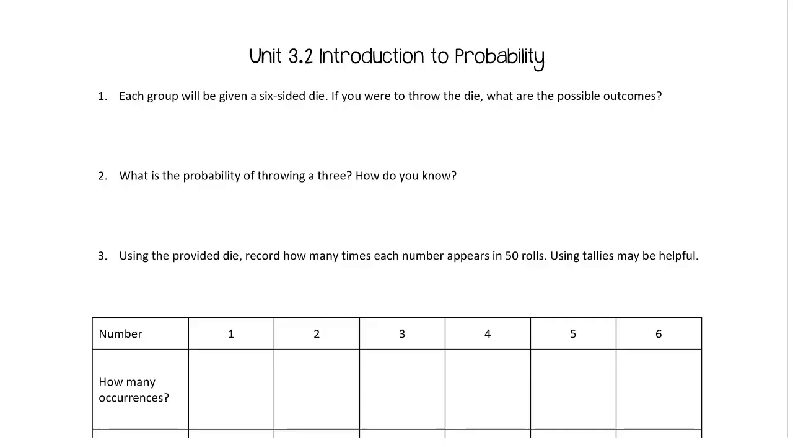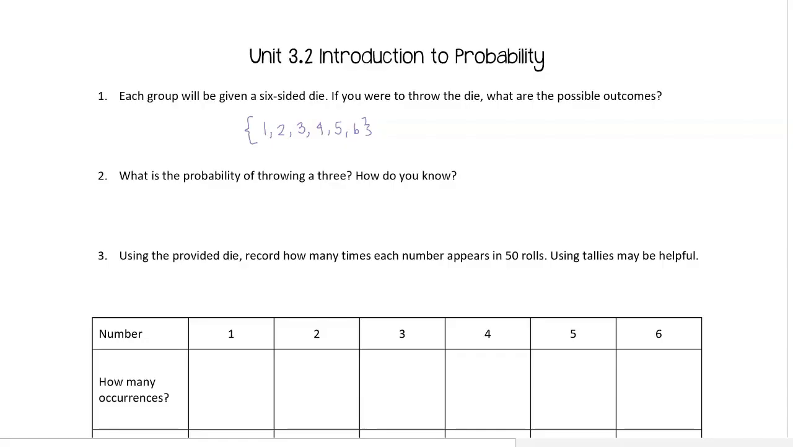It says each group will be given one six-sided die. What are the possible outcomes if we were to throw this die? Well, in set notation, the outcomes are just going to be 1, 2, 3, 4, 5, and 6. Those are the only things on this die.